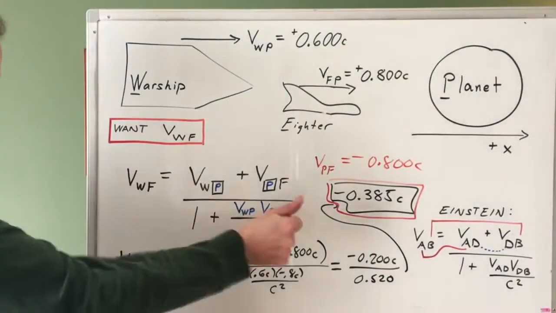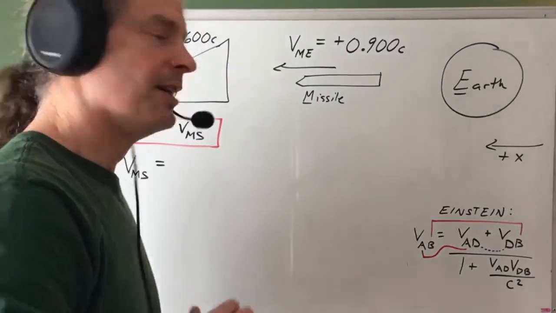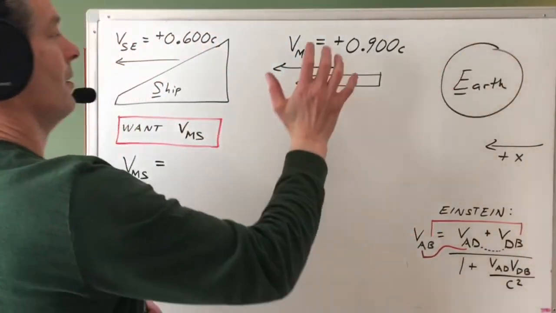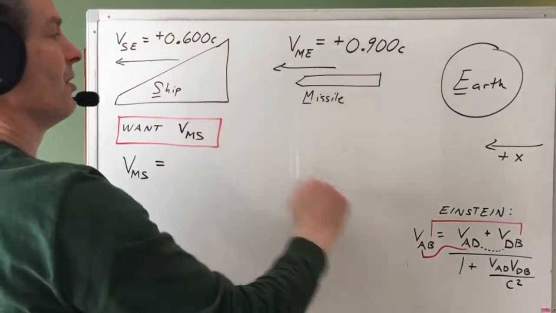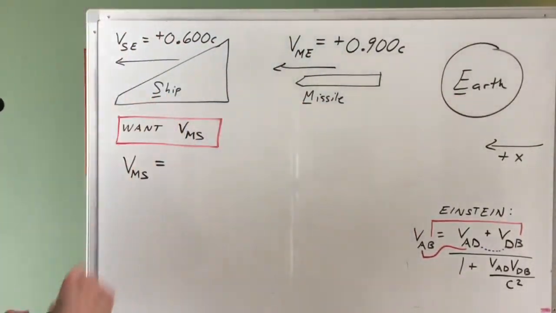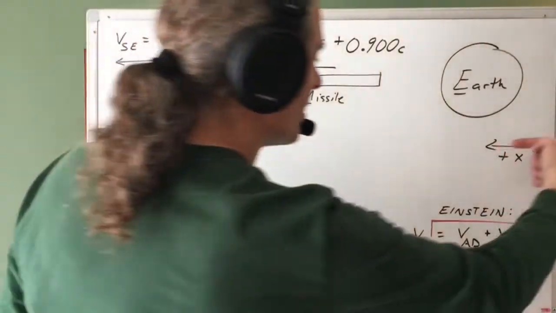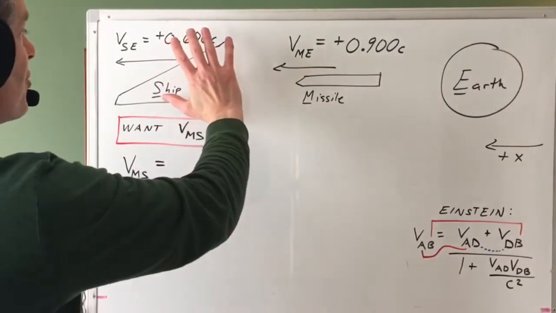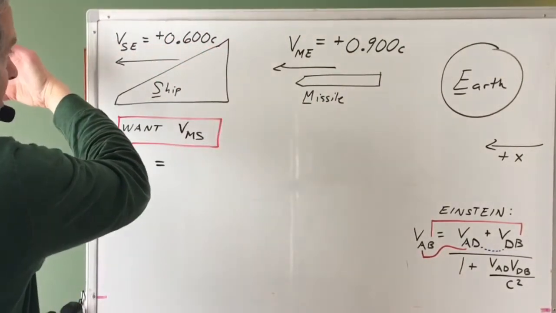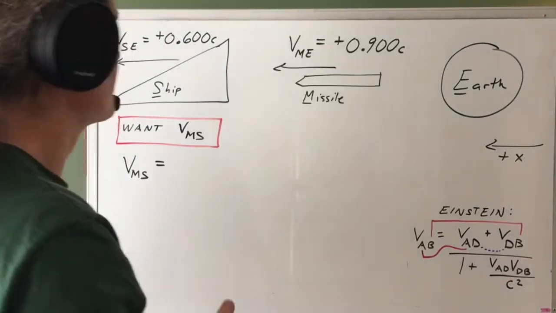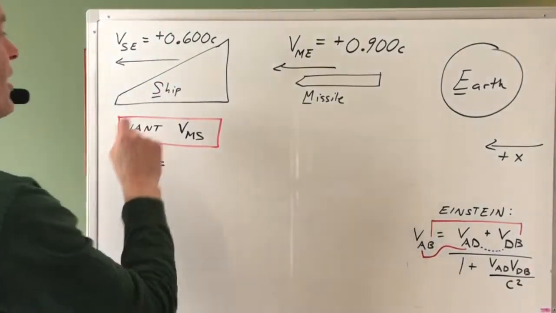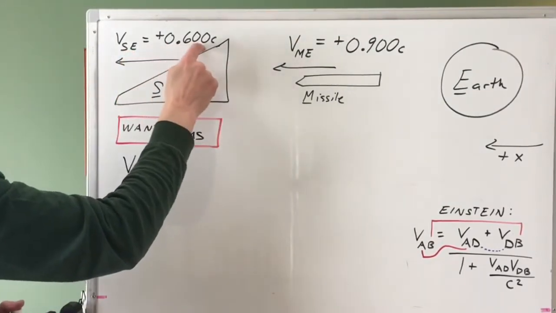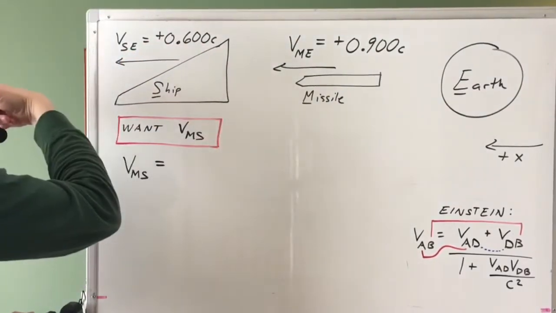Here we go. Okay. In the second example, I'm going to change things up. I'm going to have the Earth, a ship, and a missile represented by E, S, and M subscripts, respectively. I'm going to take my positive x direction to the left, just to be different. Let's imagine that this ship is heading away from the Earth in the positive x direction with a speed of 0.600 c. So in terms of relative velocities, the velocity of the ship relative to the Earth has an amount 0.600 c, and it's in the positive x direction.